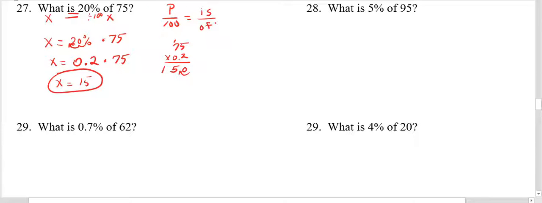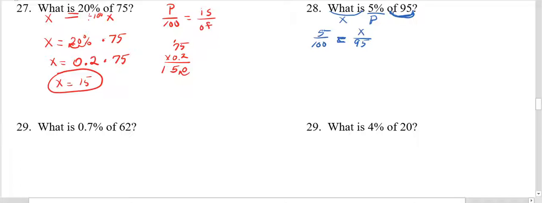Now, to use the percent over 100 equals the is over of. This is my percent. This is my of. And the what is my is. So I'm going to have 5 over 100 equals my is. What still means x. So x over my of, which is 95.